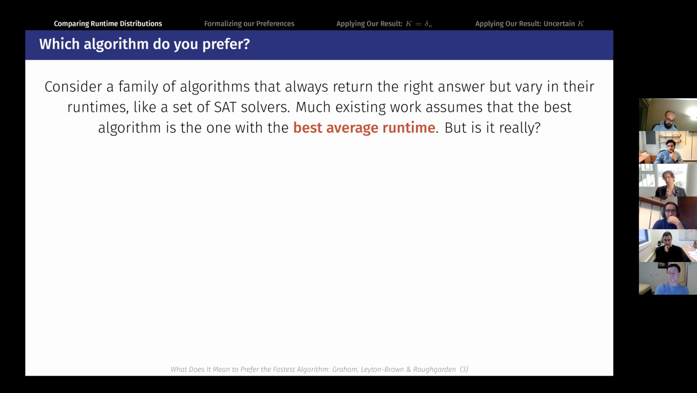So a lot of existing work, particularly including maybe some work of my own, but certainly a lot, I think the most generic thing you might say in the field is that the best algorithm is the one with the best average runtime. So if all we care about is runtime, we should try to minimize average runtime. I want to argue to you at the outset here that as common as it is for us to say that, we don't really believe it. And I want to illustrate that with an example.